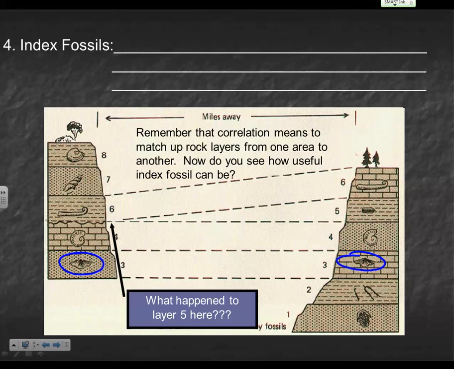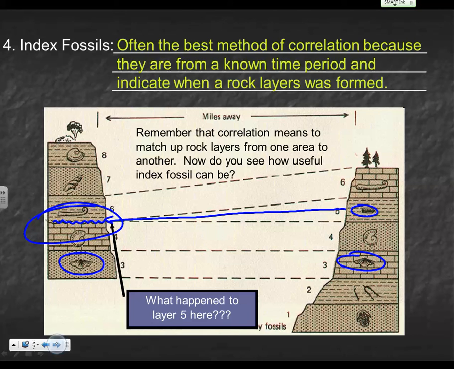And then you might wonder what happened to layer 5 here. You can see how it looks like this fossil on the right-hand outcrop has been squeezed out over here. But remember, our unconformities are missing layers of rock due to uplift and erosion. So that's why geologists hate those missing layers, because over here they never knew what existed. They could be missing out on all kinds of information, from new life forms to other things.